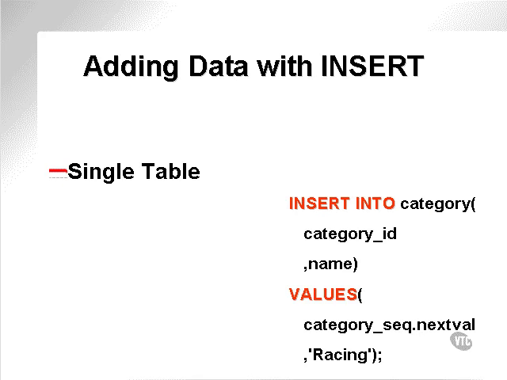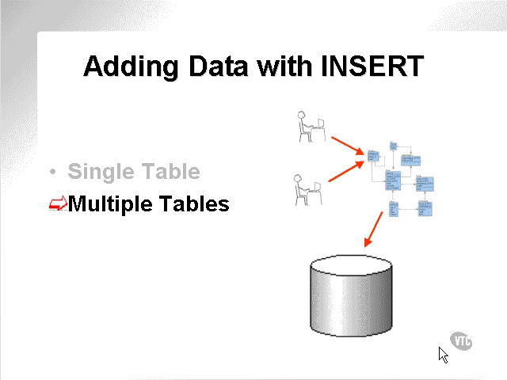Here's a simple example. I'm inserting into the category table a category ID and a name. The syntax shows that I need to specify values. Here I'm doing the next value on the category ID sequence, and I'm giving the category name of racing. The second form of insert command is a specialized insert command which allows simultaneous insertion into multiple tables. There are restrictions on the syntax since this kind of insert command is rather complicated.